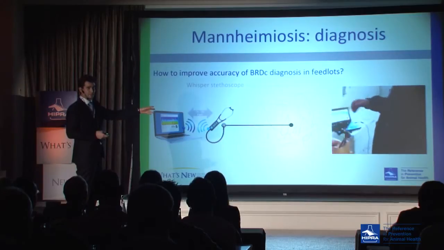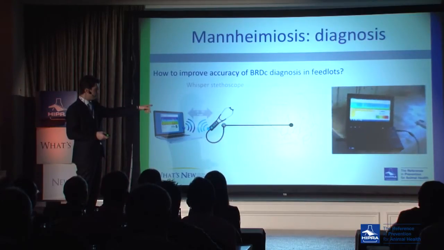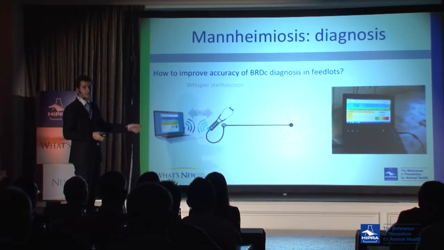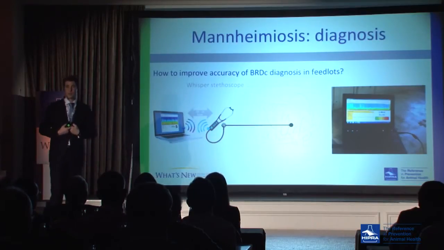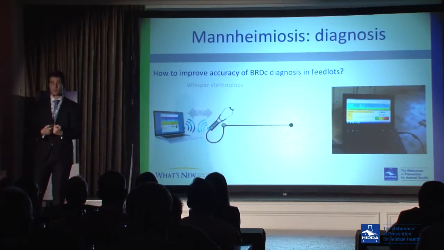So this is a typical hospital in feedlots. And here you've got the score, 2, mild acute. So this animal had something that was wrong with his lung, increased breath sounds or abnormal breath. But my question is, when I first saw the tool, I said, is this accurate?